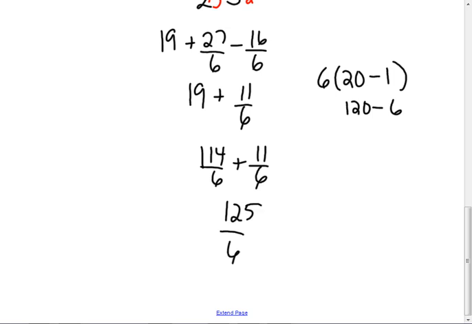I know it doesn't reduce. 5 goes into 125. 3 does not go into 125 because if I add up the digits, 1 plus 2 is 3 plus 5 is 8. 3 does not go into 8. It's helpful on the SATs and the ACTs to know your rules. Okay.